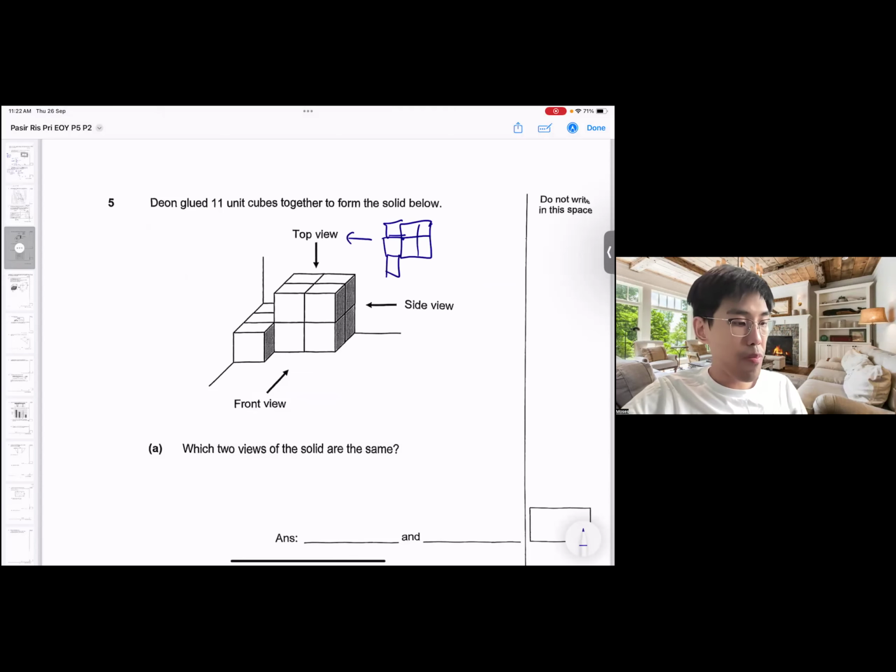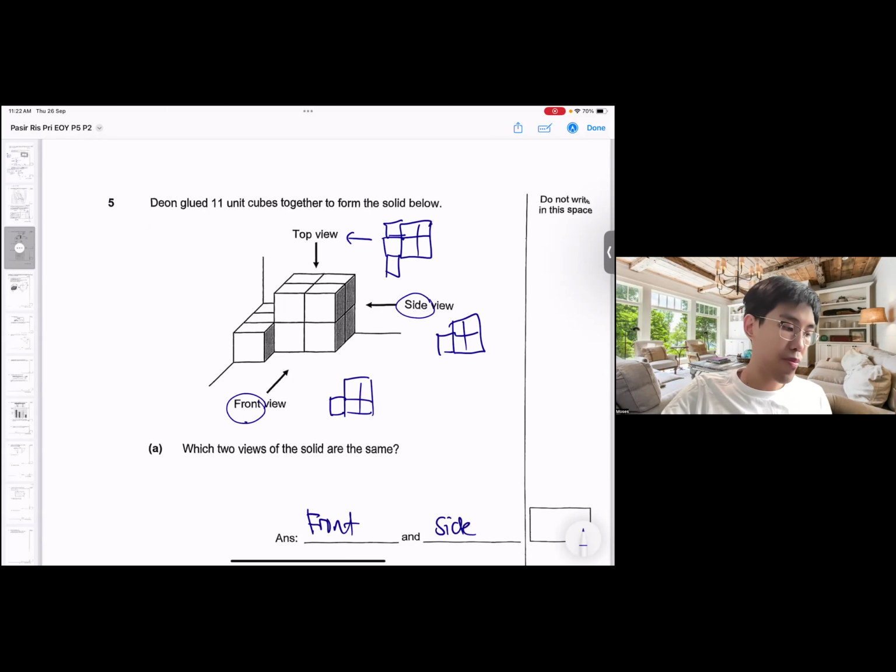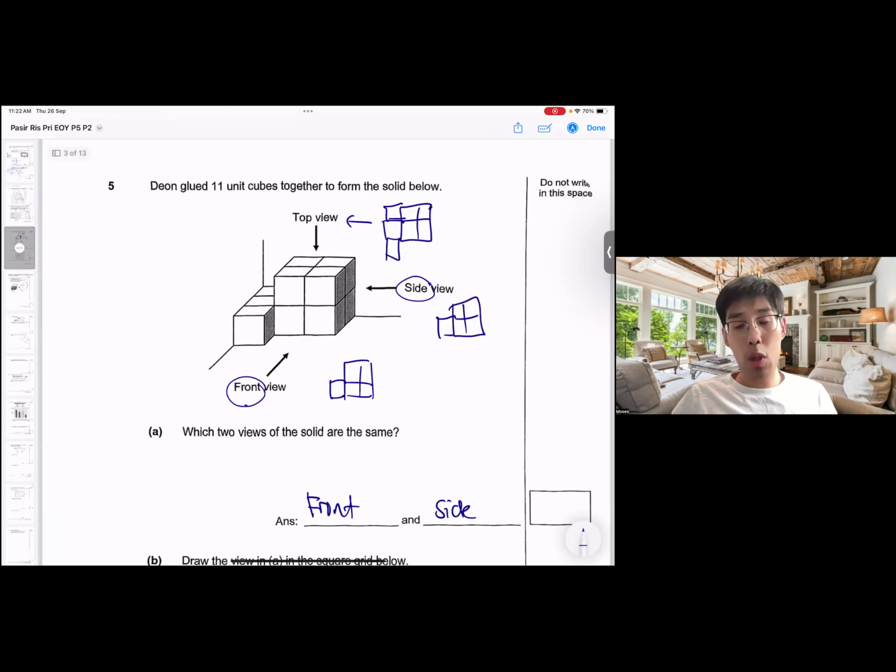So this is the top view. The side view will be a 4 and then a 1 to the left of it. Then the front will also be a 4, with a 1 to the left of it. So these 2 are the same: the front view and the side view. This one, no need to think so much. Just visualize and draw.